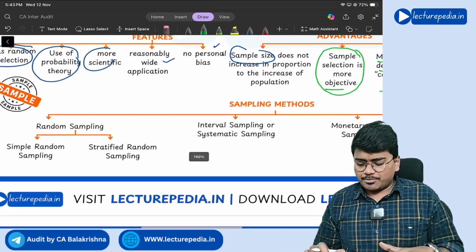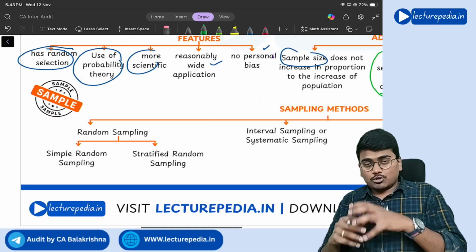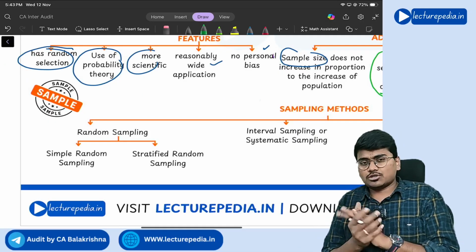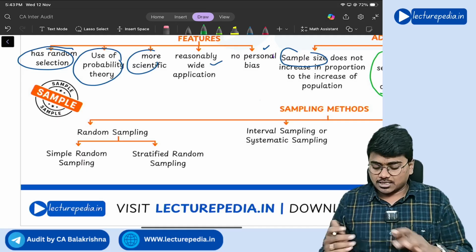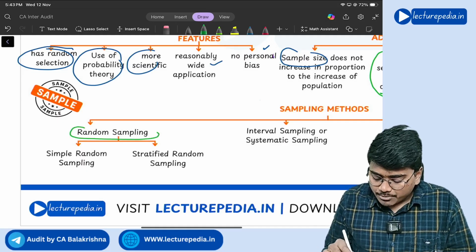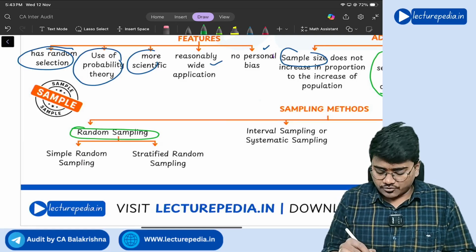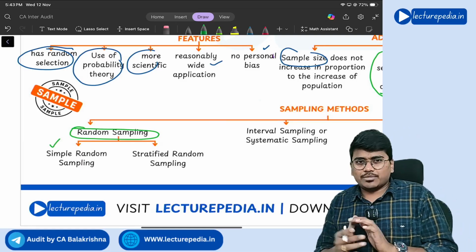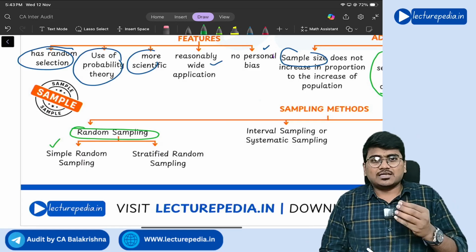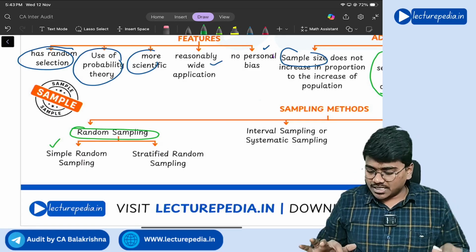Next, sampling methods. Here we will be seeing some of the statistical sampling methods and also non-statistical sampling methods. Firstly, random sampling is a statistical method. This is of two types. First one, simple random sampling. Simple random sampling means there will be random number generators.